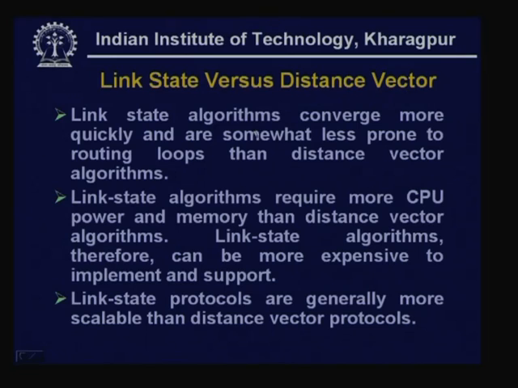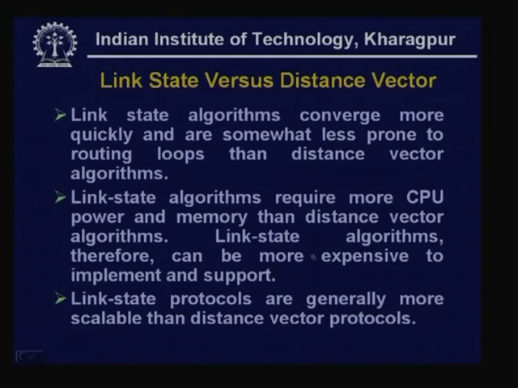Link state algorithms converge more quickly and are somewhat less prone to routing loops than distance vector routing. It has been observed that the link state algorithms which I have discussed just now converge more quickly and are somewhat less prone to routing loops than distance vector routing. However, link state algorithms require more CPU power and memory than distance vector algorithms. Link state algorithms therefore can be more expensive to implement and support.